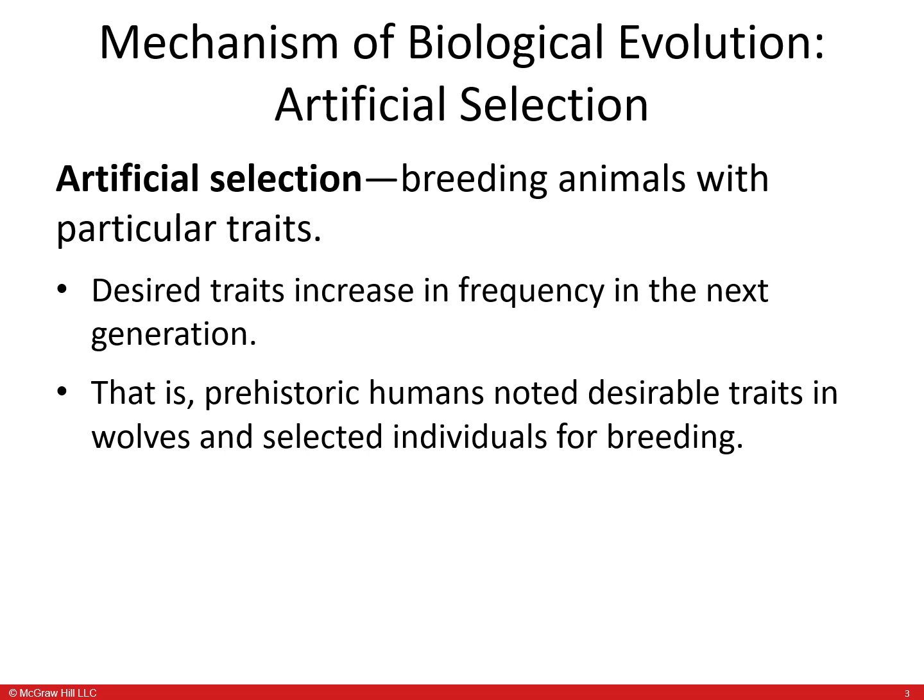Artificial selection is breeding animals with particular traits. Desired traits increase in frequency in the next generation. That is, prehistoric humans noted desirable traits in wolves and selected individuals for breeding.